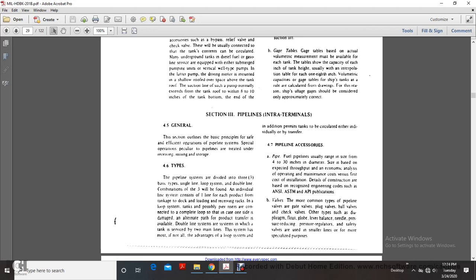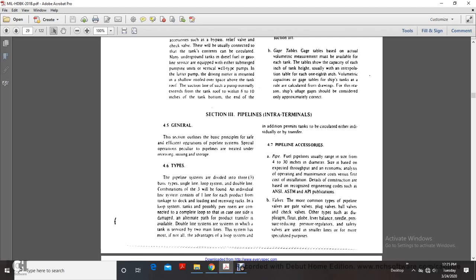4.7. Your pipeline accessories. Pipe. Fuel pipelines usually range in size from 4 to 30 inches in diameter, based on the expected throughput and an economic analysis of operation and maintenance costs versus the first cost of installation. Details of the construction are based on recognized engineering codes such as the ANSI, American National Standards Institute, American Society for Testing and Materials, and American Petroleum Institute publications.